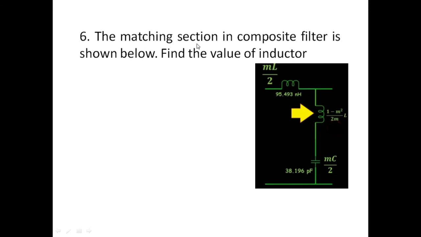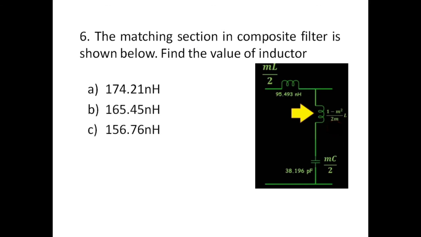These are the clues they provided, and the options are option A 174.21 nanohenry, option B 165.45 nanohenry, option C 156.76 nanohenry, option D 169.76 nanohenry, and the answer is 169.76 nanohenry, and I will show you how we are getting it.